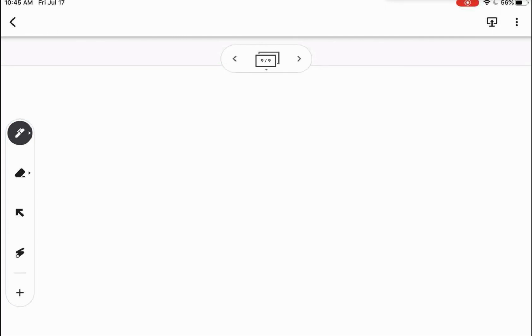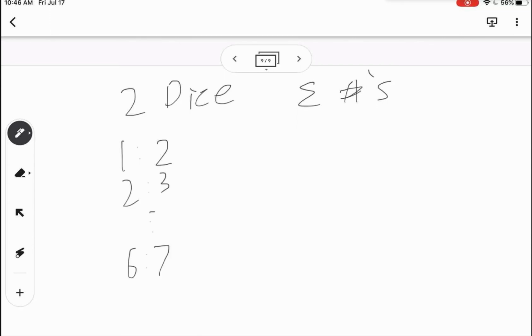I believe this is an old HMMT problem, like a HMMT team problem, or was it an ARML problem? I don't remember. Anyway, it says that you have 2 dice, right? You roll them together and you get the sum of the numbers on both dice. You get 1 way to get 2, 2 ways to get 3, all the way to 6 ways to get 7, and all the way to 1 way to get 12, right?